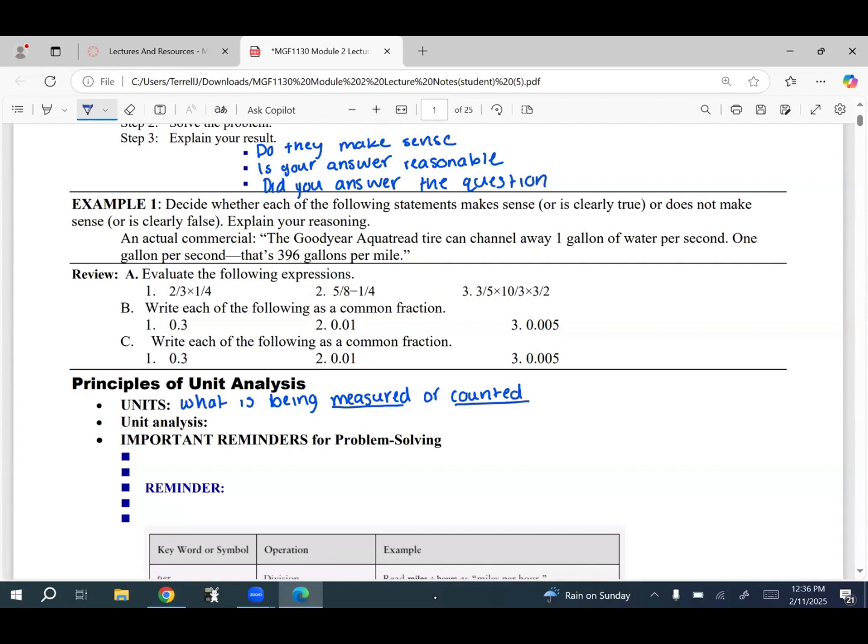If you're baking, it's a third of a cup or a tablespoon, a teaspoon. If you're measuring something, length, the inches, centimeter, feet, yards, these are all different kinds of units. And so with unit analysis, it is where we're solving problems involving different units. So we're going to work on doing that today.